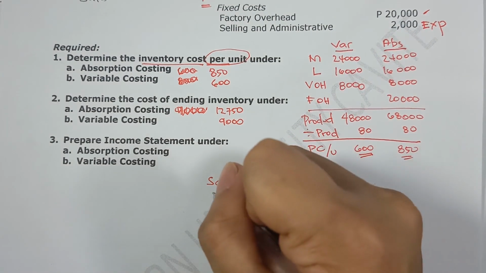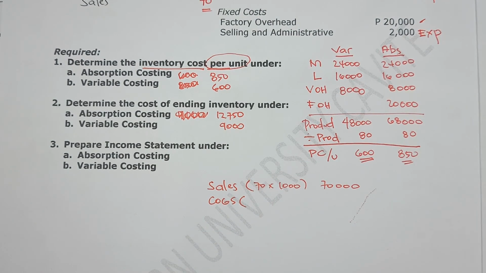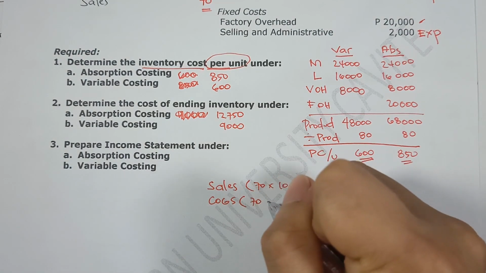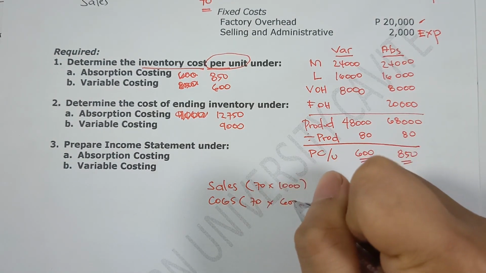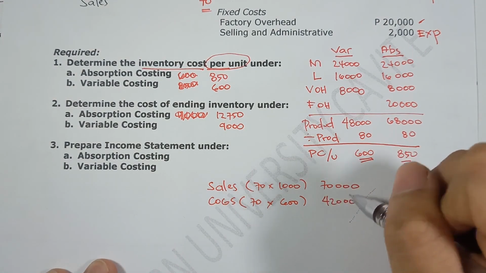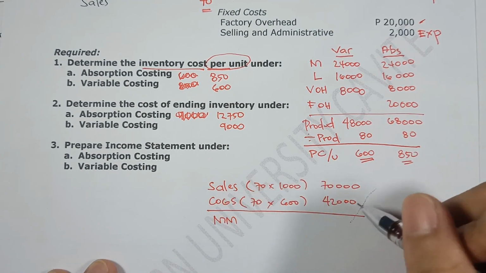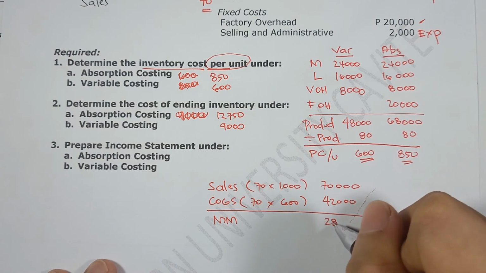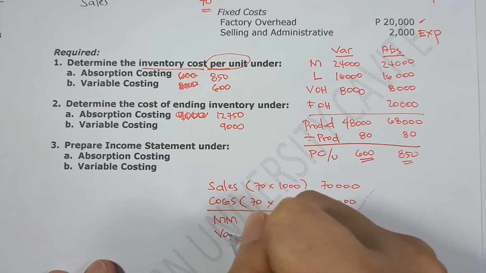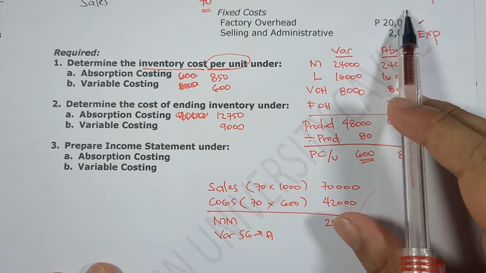Minus cost of goods sold. What is our product cost? Our product cost under variable is just equal to 600. So 70 sold times 600 is equal to 42,000 pesos. So we have a manufacturing margin equal to 70 minus 42, or 28,000. Minus variable selling, general, and administrative expenses, which is equal to 4,000 pesos.